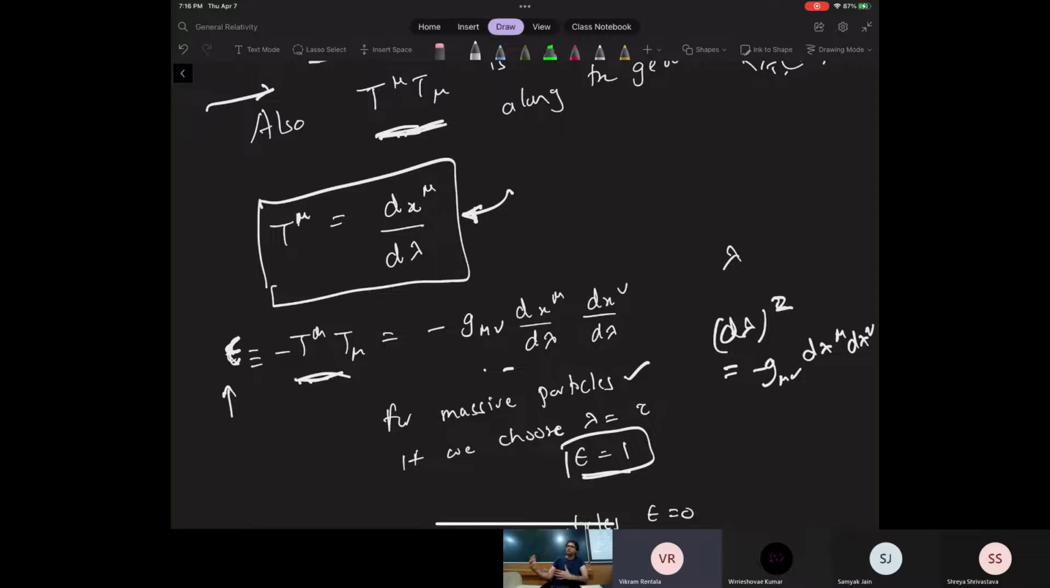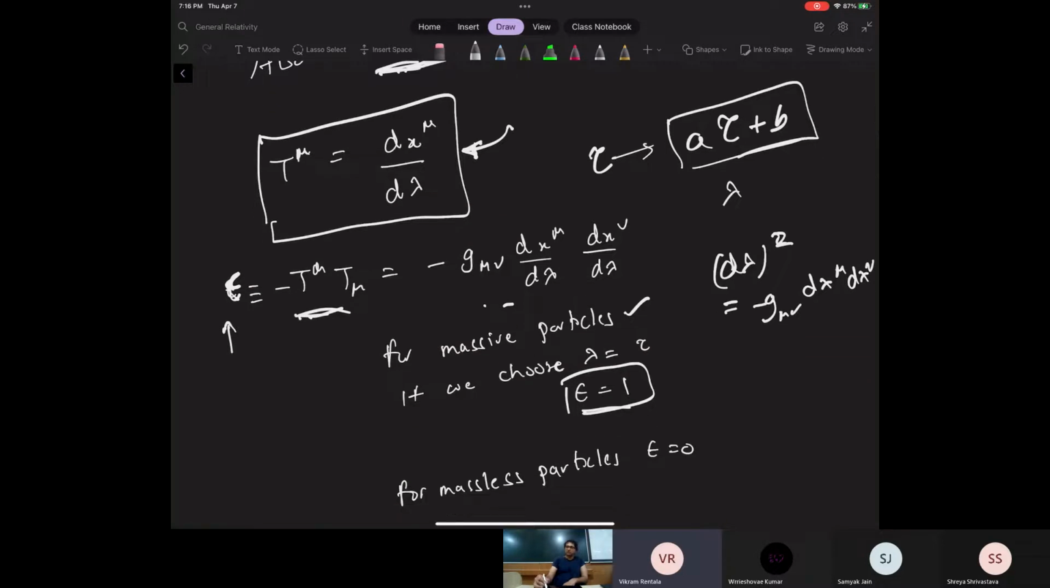We have freedom to choose the affine parameter any way we like. We can parameterize the trajectory any way we like, and we have a freedom of affine reparameterizations. That is, if we have one affine parameter and I change it to a tau plus b, then it's still an affine parameter. So if I change my proper time to something like a tau plus b, epsilon would just scale by a constant, by 1 over a squared. So we're basically just setting epsilon to 1 by this choice of the affine parameter.